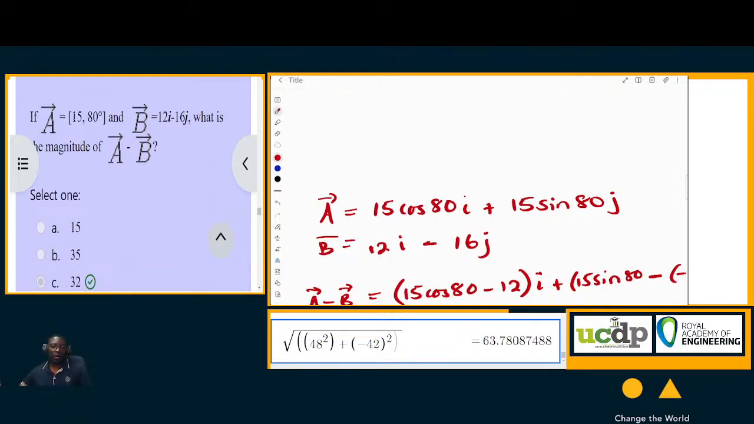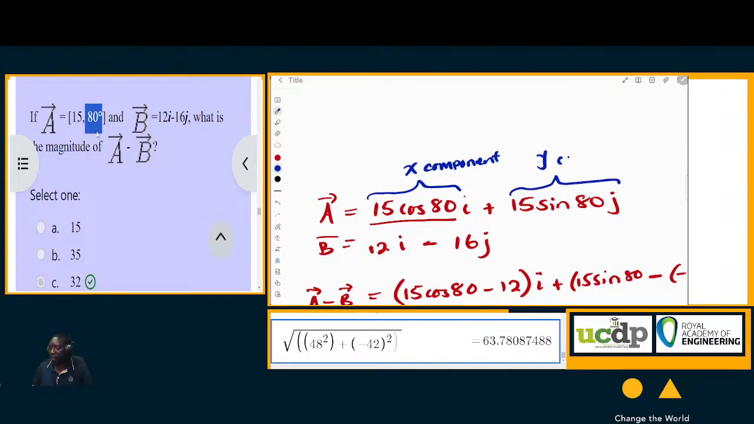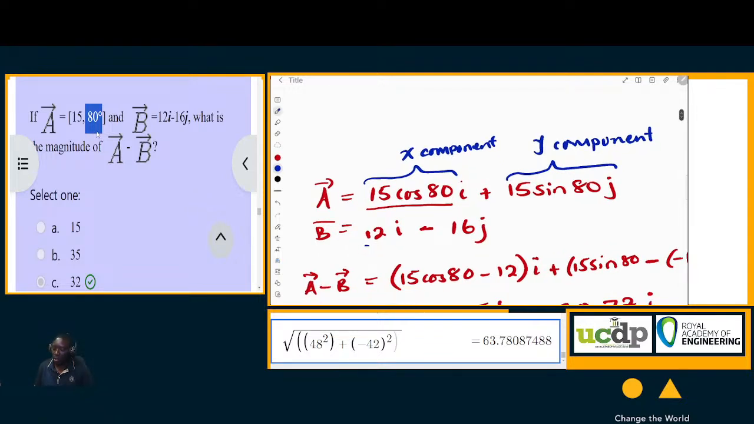So A is given now as the magnitude A is 15, the angle theta is 80, meaning the x component is 15 cos 80 for the x component of that vector. And the y component of that same vector is 15 sine 80. That's why it's in the j, right? So according to the given notation there. So now we need to subtract the two vectors. The second vector is vector B, which is 12 in the x and minus 16 in the y.